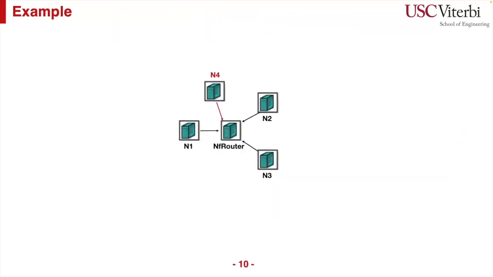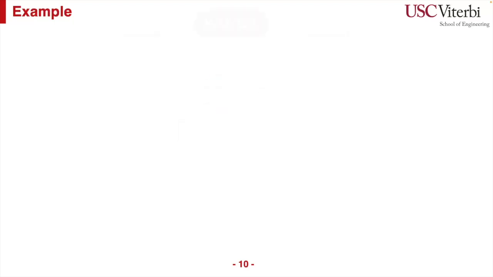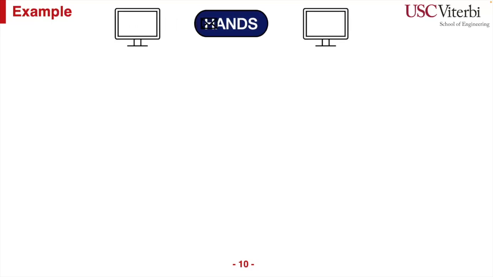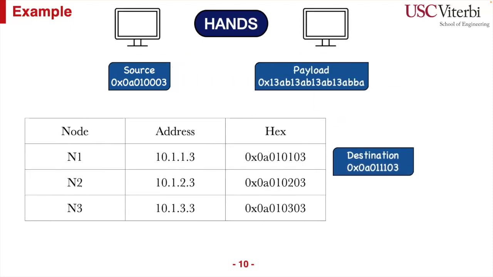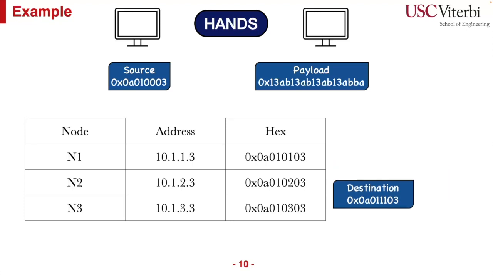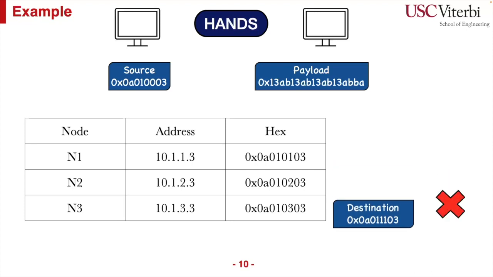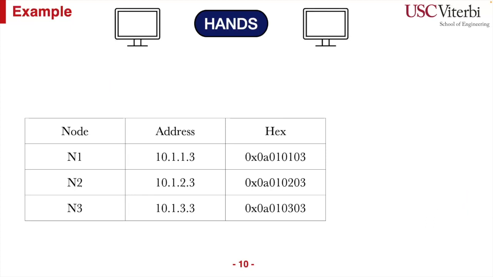Suppose we have an intruder, node N4 in this case, who tries to listen to the data which I'm sending. In this case, HANDS will again cross-validate the addresses with our rule. If it doesn't find any match with the address which is maintained in our memory, then it will drop the packet. So this is how our HANDS system will protect from any kind of attack.